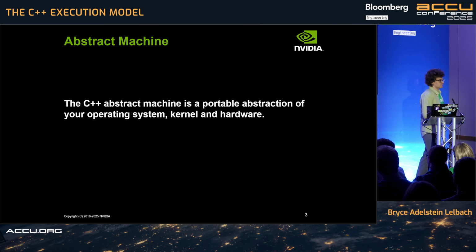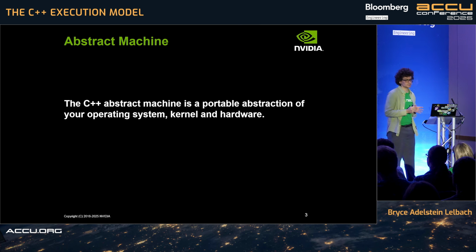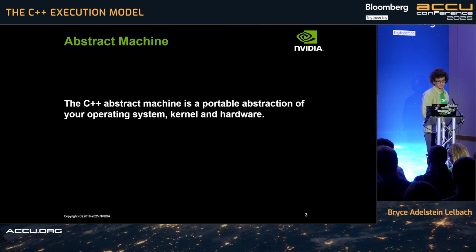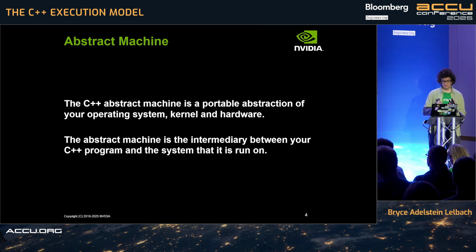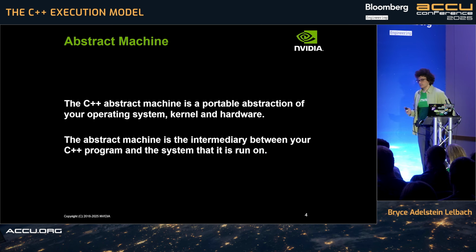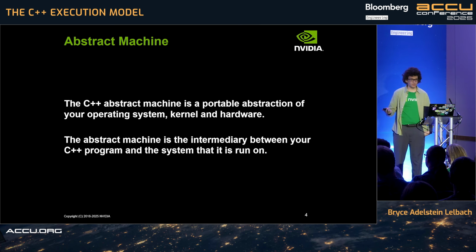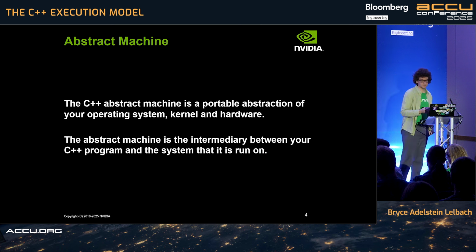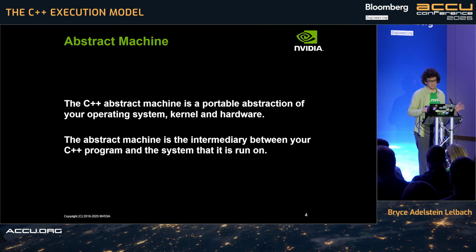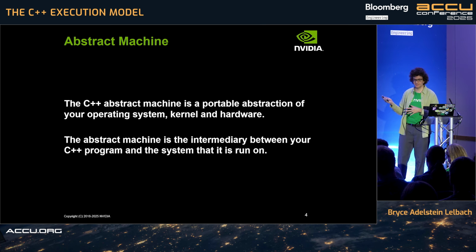So at the heart of the C++ execution model is the C++ abstract machine. The C++ abstract machine is a portable abstraction of your operating system, kernel, and hardware. The abstract machine is the intermediary between your C++ program and the system that it is run on. Now, the abstract machine isn't a piece of software. C++ doesn't have a virtual machine like languages such as Java or C#. The abstract machine, it's just an idea. It's a concept. It's a notion. It's not like a real concrete thing. It's just words in a very long standards document.